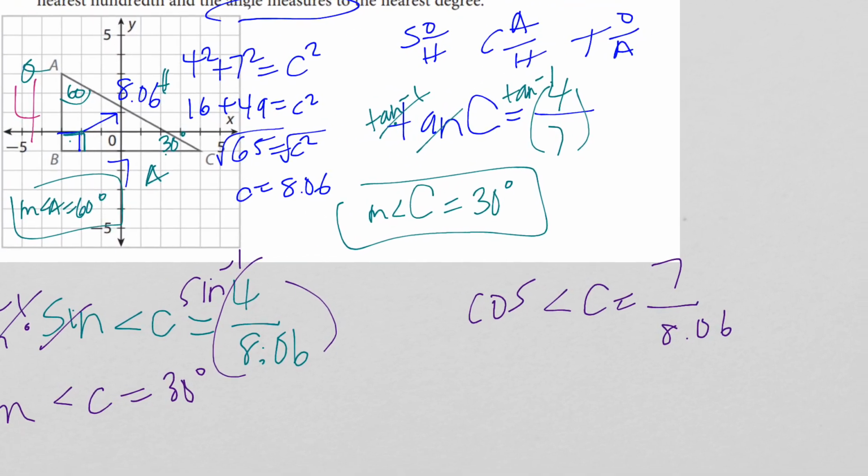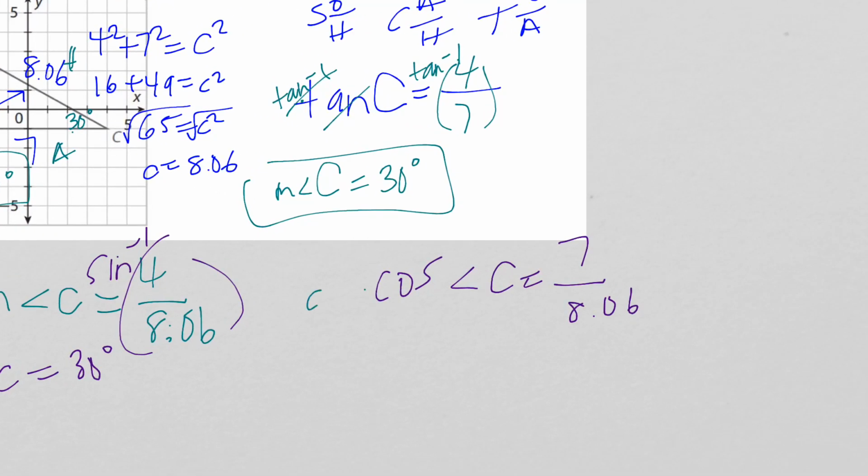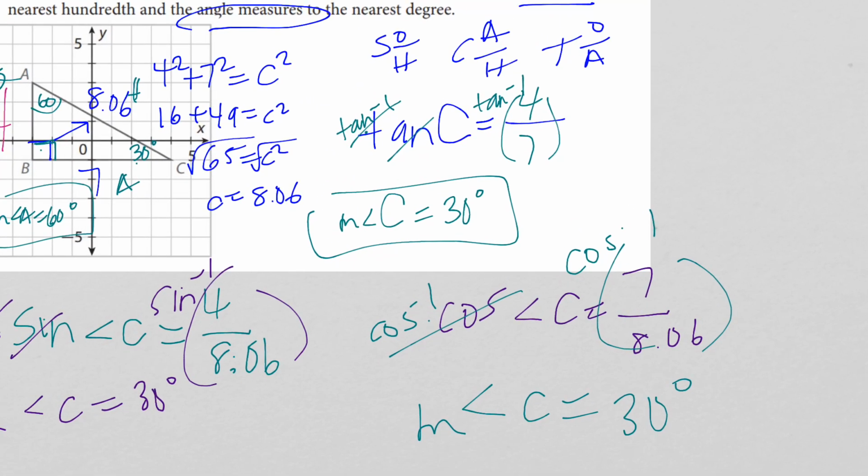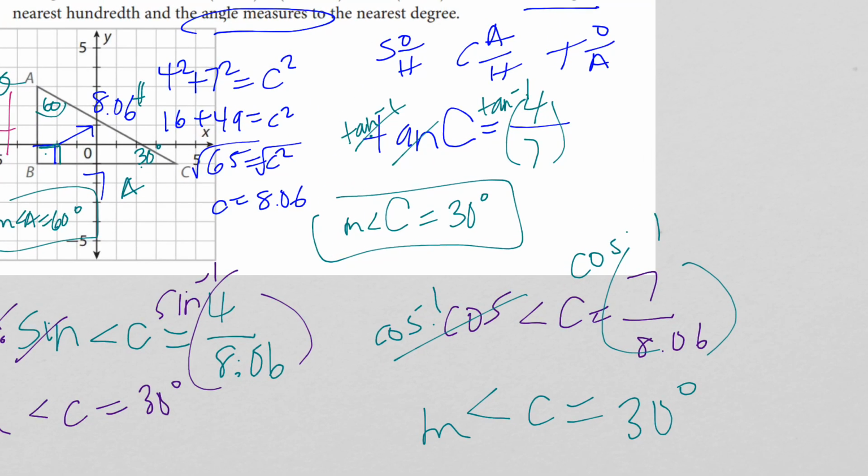8.06. So then to get rid of cosine, you'd have to multiply by the inverse function since you're looking for the angle. And if you do that, the measurement of angle C will still be approximately 30 degrees. Hopefully I didn't confuse you guys with that.